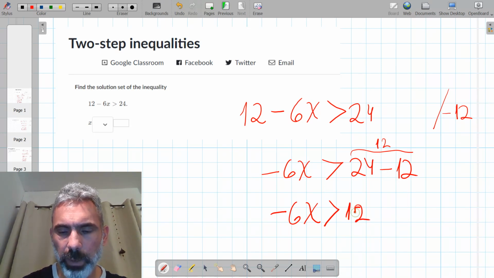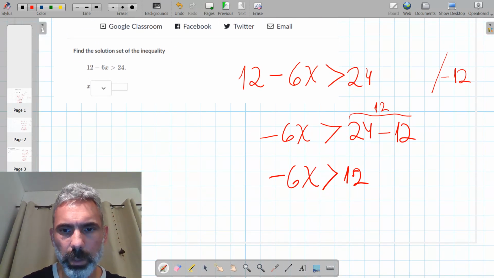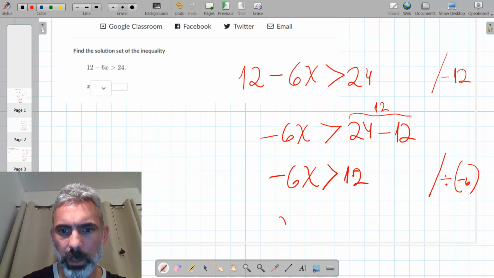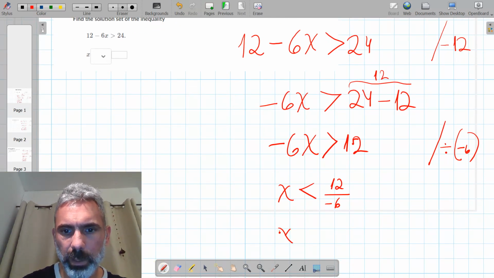And now I need to divide both sides of the inequality by minus 6. So on the left hand side I am left with x. And since I'm dividing by a negative number, I need to flip the sign of the inequality. So now it becomes less than 12 divided by minus 6. So x needs to be less than minus 2.